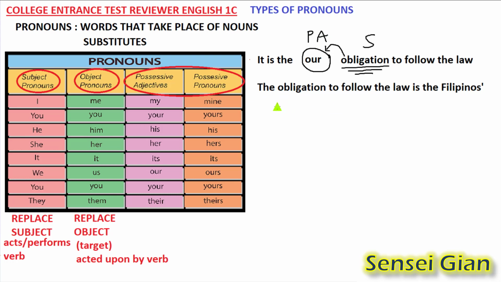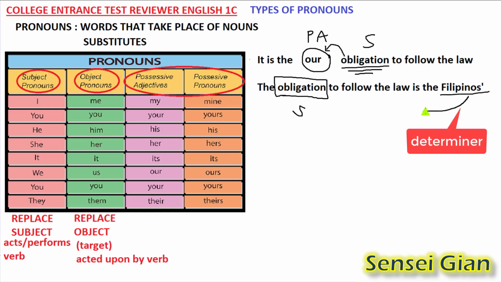The obligation to follow the law is the Filipinos'. Again, the obligation is the subject. How about the Filipinos here? It means the Filipinos own the obligation to follow the law, so we use possessive pronouns. They own the obligation to follow the law, so what we will do here is replace the Filipinos with "ours".